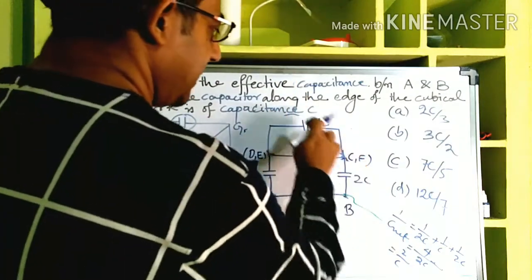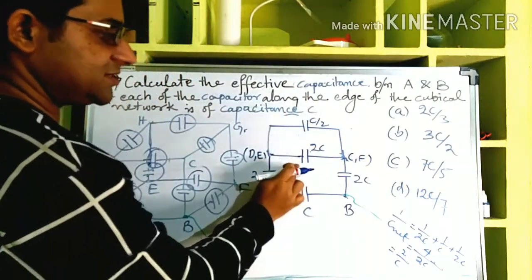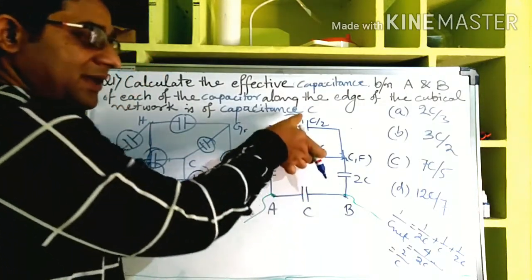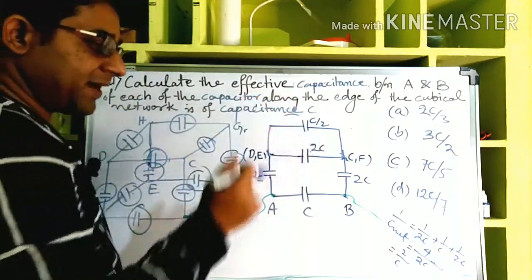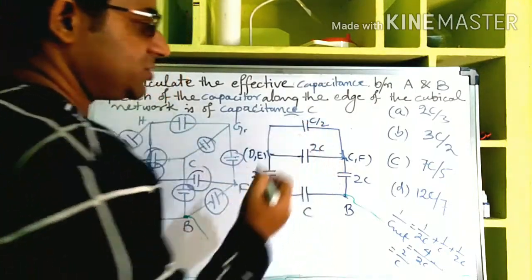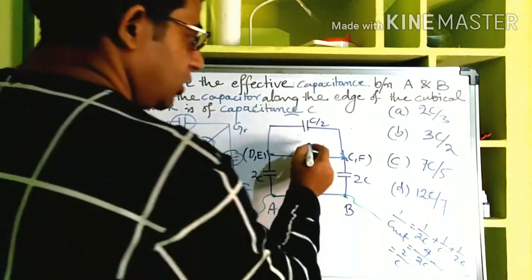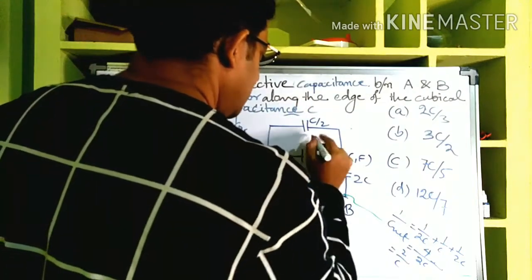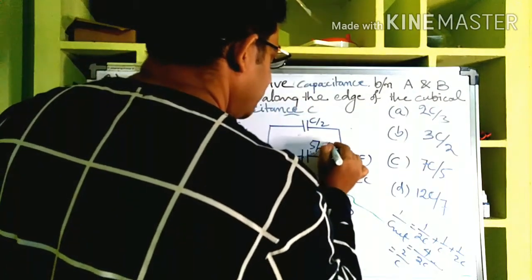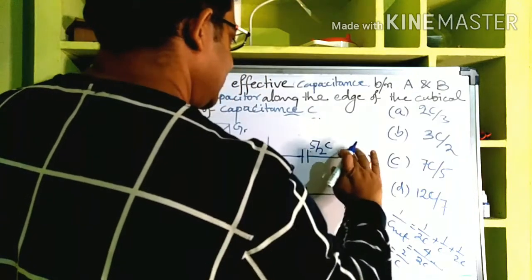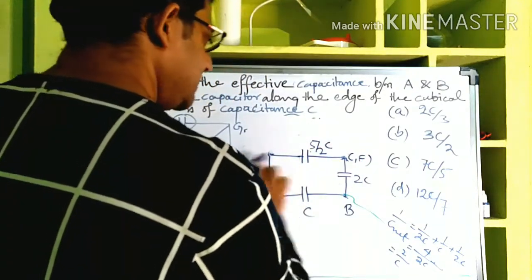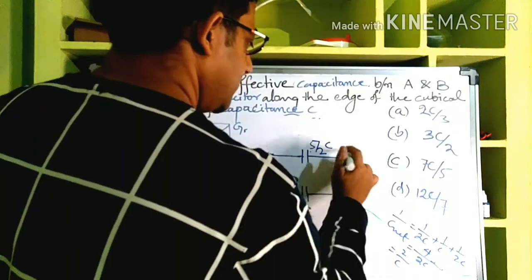Now this C by 2 is in parallel with this 2C. In parallel connection, it can simply be added up, right? So C by 2 plus 2C is equal to how much? 2 and a half C. 2 and a half C means 5 by 2C. So this is 5 by 2C. I can show only one capacitor here. Okay, I am erasing the names to avoid confusion.